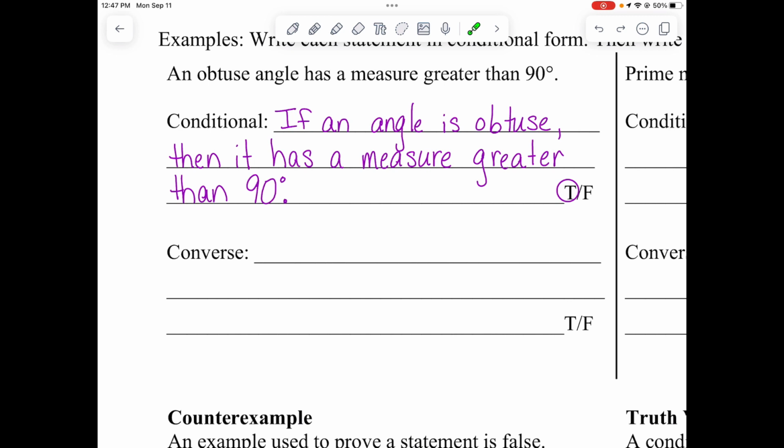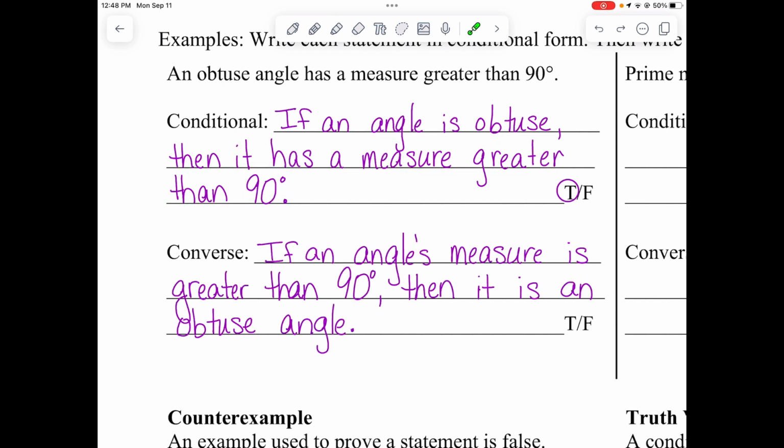Then we want the converse. So we're going to take this first part, the hypothesis, and the conclusion, which goes all the way down to here, and we're going to switch those. And when we do, it's going to say, if an angle has a measure greater than 90 degrees, then it is an obtuse angle. Notice the if and the then stayed put. They didn't move. They're in the same place that they were up on the first one. Only the other words traded places. And so then again, we could answer true or false. Say true on those.